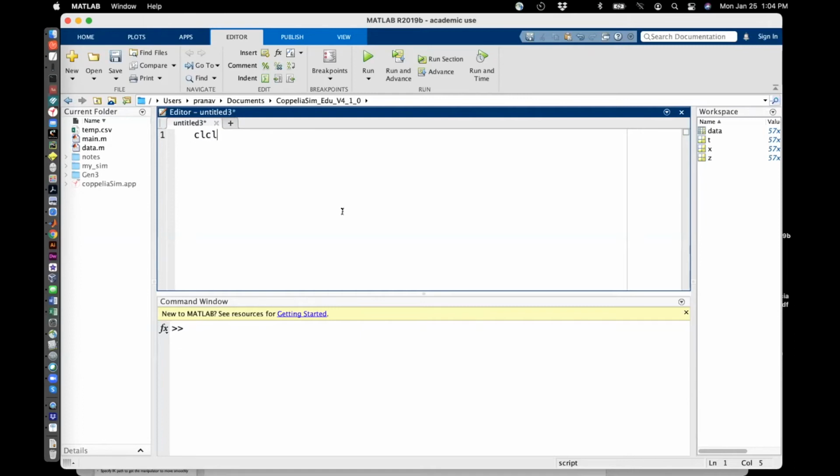First, clc clears everything on the screen, and clear all clears all the variables in the workspace. Let's define the symbolic variables. In this case, the symbolic variables are mass, gravity, y, and y dot, and say real. Let's define the kinetic energy. That's 0.5 times mass times y dot times y dot. Let's define the potential energy. That's equal to mass times gravity times y. And then the Lagrangian, which is T minus V.